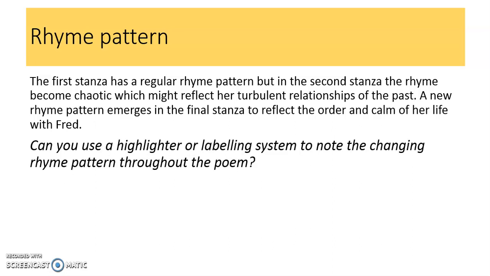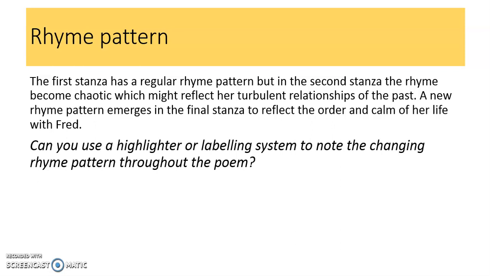What I'd like you to have a go at now is to see if you can use your highlighter or a labelling system that you might have used previously, the A, B, C style, if you've been taught that one before. Go through and note the changing rhyme pattern throughout the poem. Do that now and then we'll come back and have a look at it together.